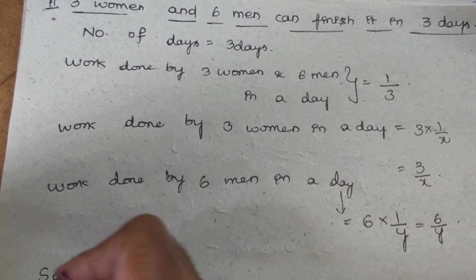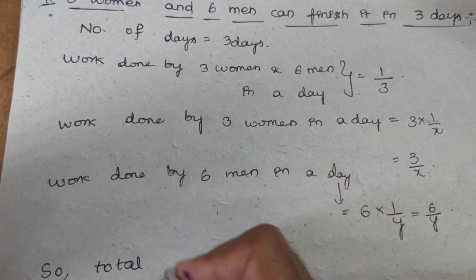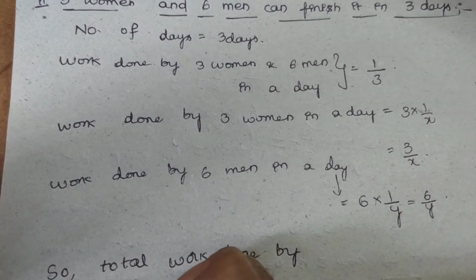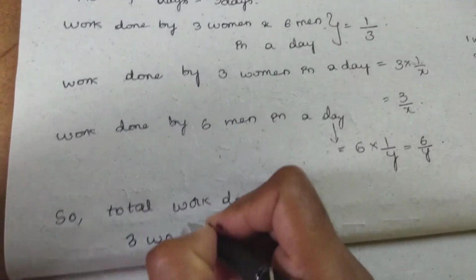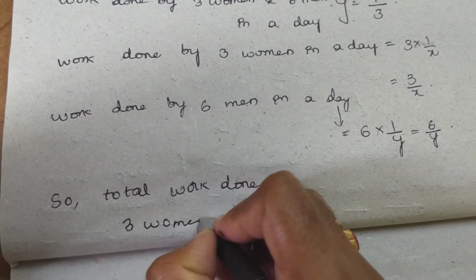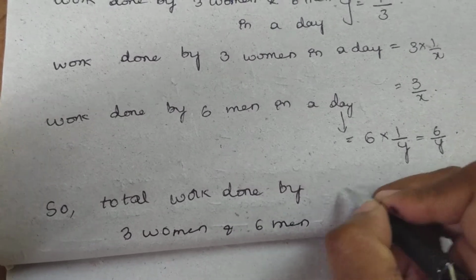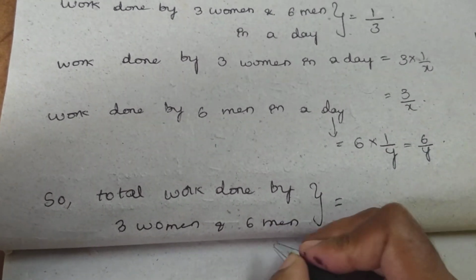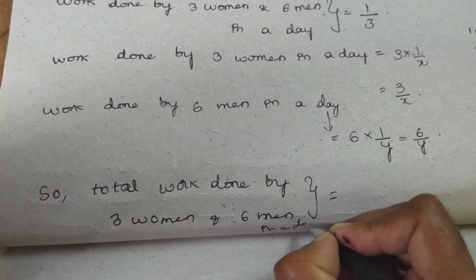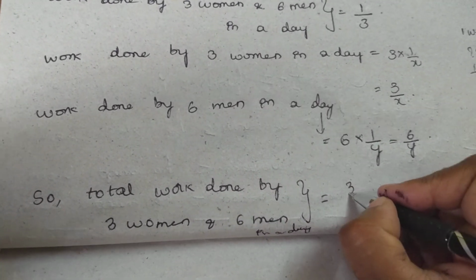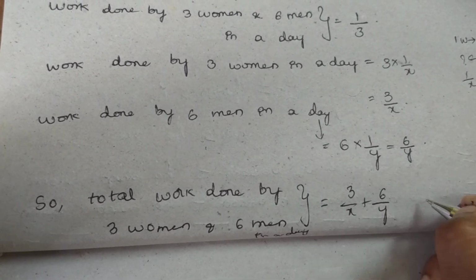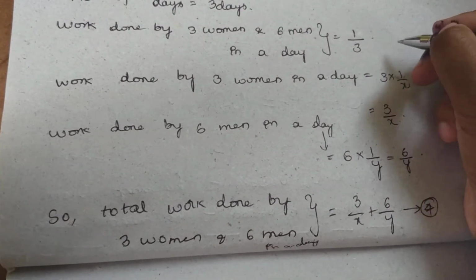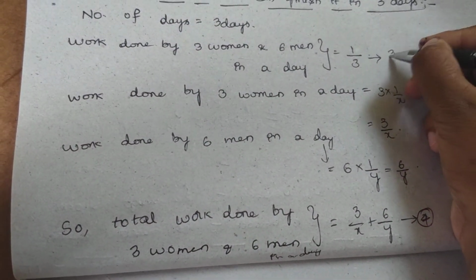So total work done by 3 women and 6 men equals how much? 3 by x plus 6 by y in a day. This is what we are doing for a day. In a day it will be 3 by x plus 6 by y. Put this as equation 4 and put this 1 by 3 as equation 3.